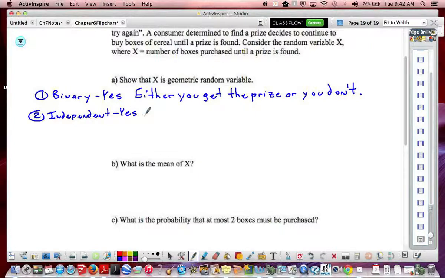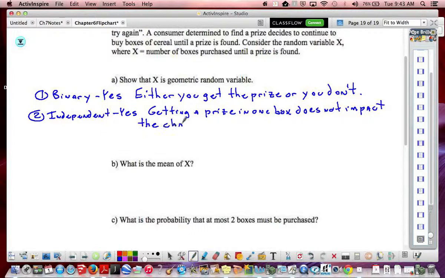Okay. So getting a prize in one box does not impact the chances of getting a prize in a second box. Is that because there's an infinite amount of boxes?